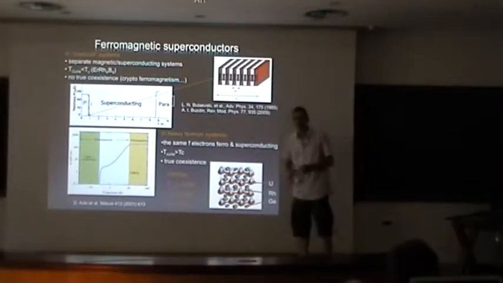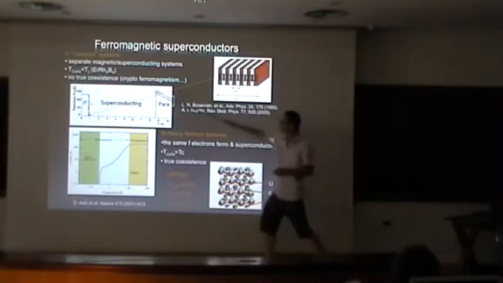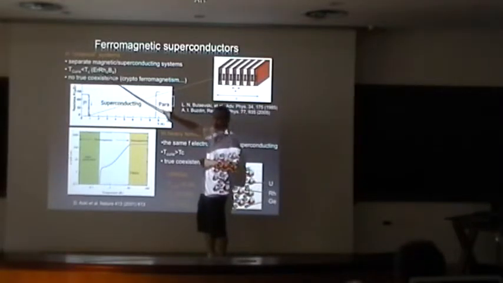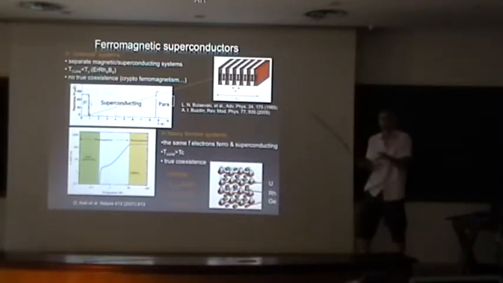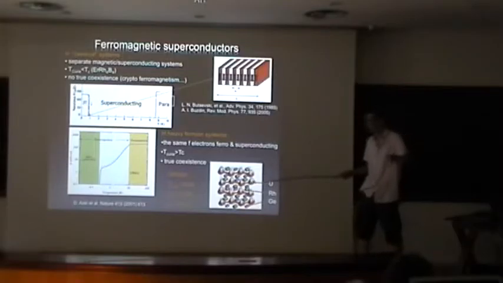And this is a local moment magnet? Yes, this is local moment in this case. For the classical system, it's always local moment. So this is an important point: you have two different electrons. The local moments, and the conduction electrons become superconducting.